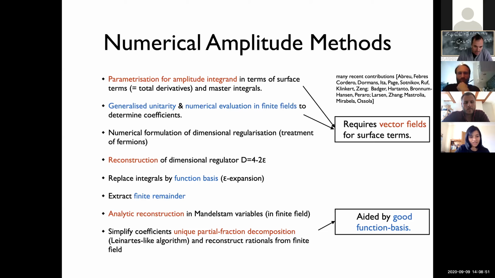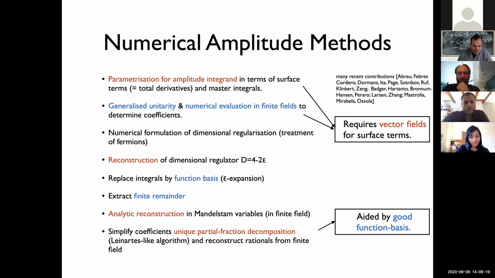Okay, a next step is then to recover the analytic dependence on D. So there's an analytic reconstruction step. One samples over multiple discrete values of D in order to reconstruct the analytic form in D. An important next step is then to replace. So at this stage, one has computed integral coefficients, and one then multiplies in a function basis in its epsilon expansion.